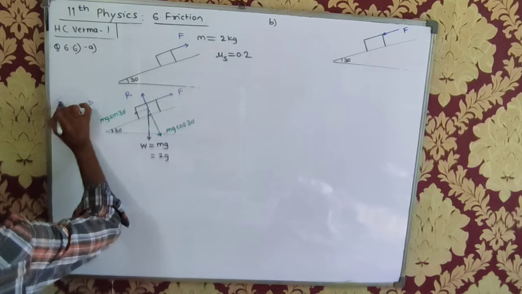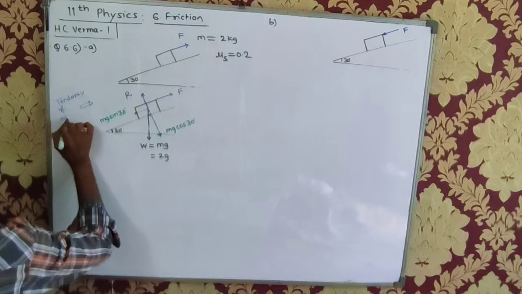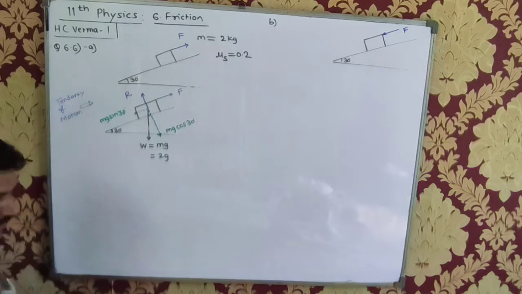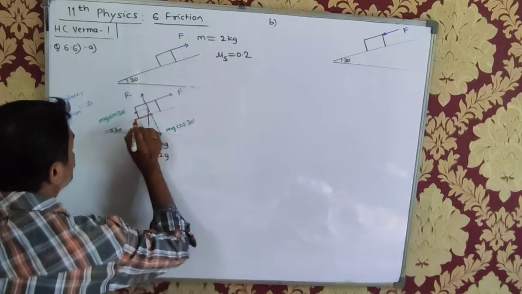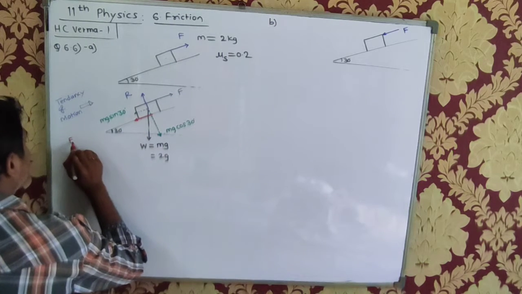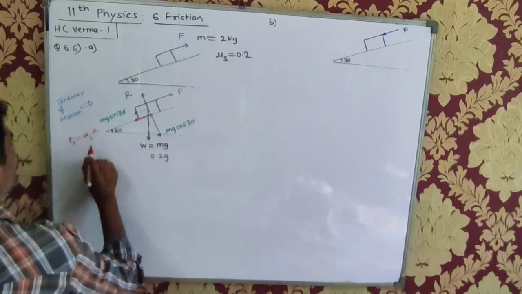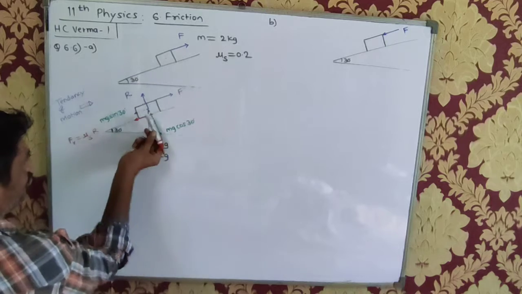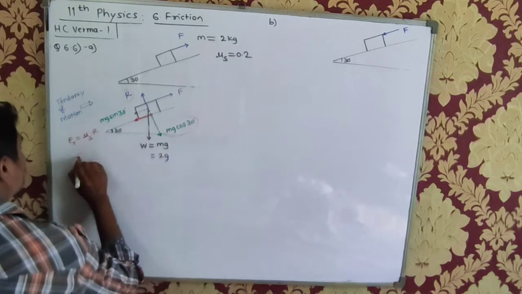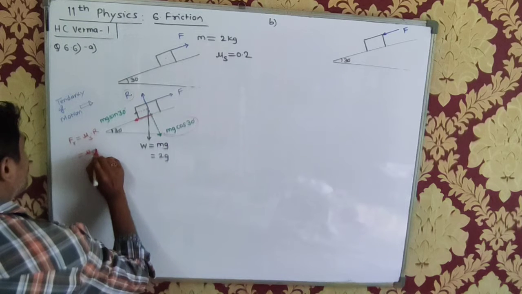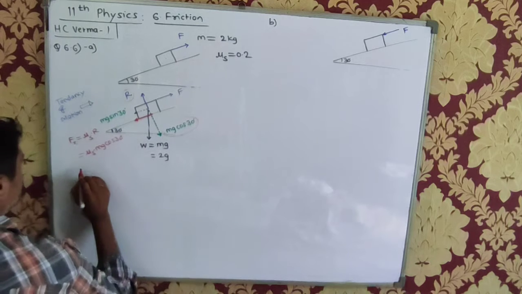This is the tendency of the motion, correct? If the tendency of motion is in the upward direction, what is the direction of the friction? The friction is going to act in the opposite direction. So this is the force of friction, and this force of friction, let me call this Fr or simply F, is equal to mu s times the normal reaction R. What is R equal to? mg cos 30. So let me substitute here mu s mg cos 30.